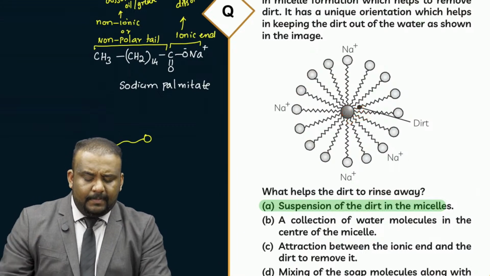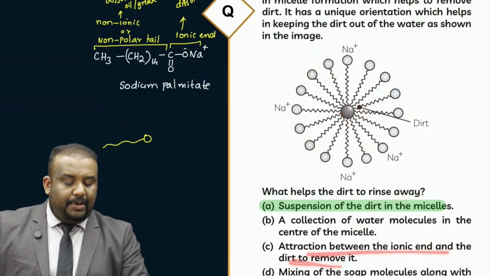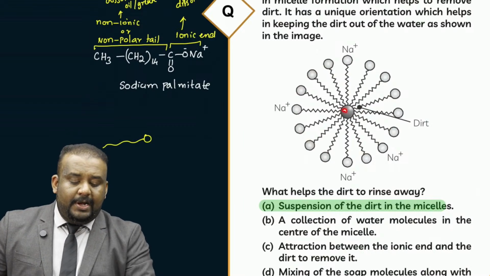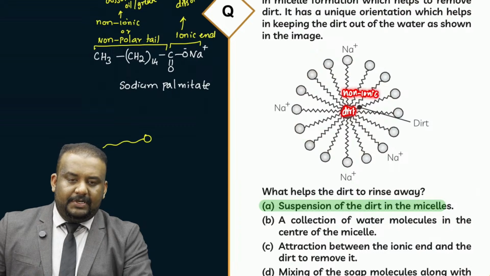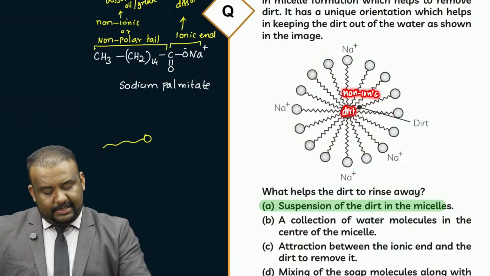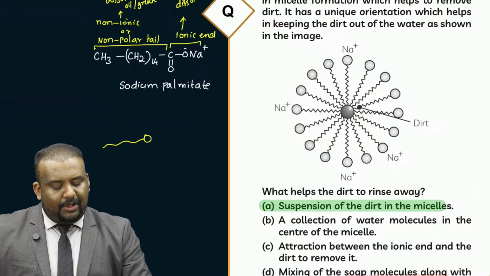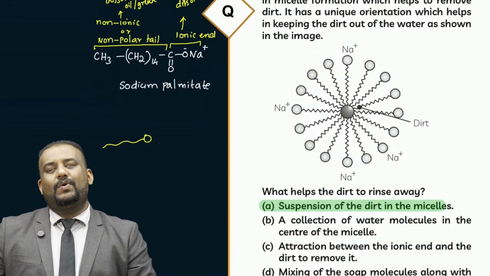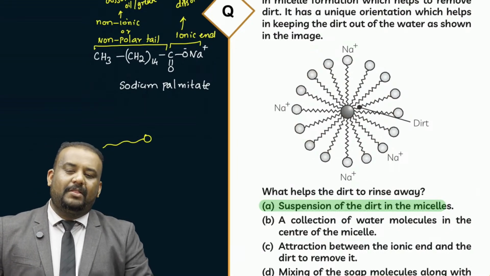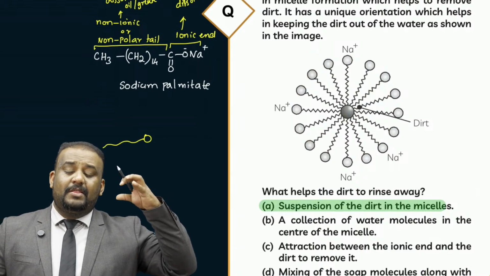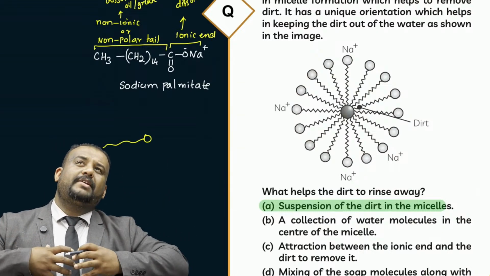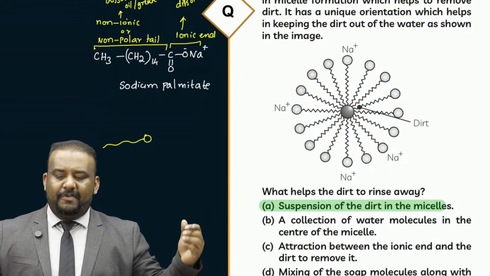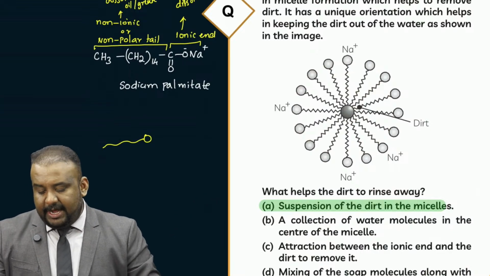Clear? Attraction between ionic end and dirt to remove it? That is also wrong. Dirt is attracted not towards the ionic end. Instead, it is attracted towards the non-ionic end. Mixing of soap molecules along with dirt to make it heavier? No, soap doesn't do that. They are not making the dirt heavier. Instead, they are making the dirt get solubilized in the form of a micelle or a suspension. Clear?